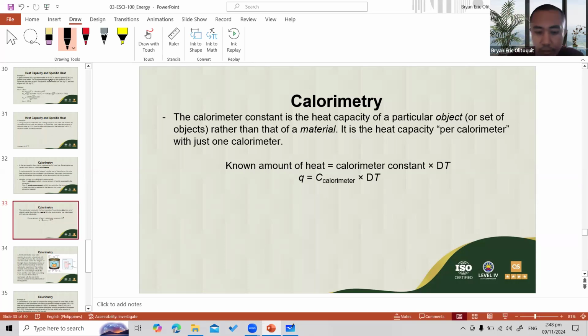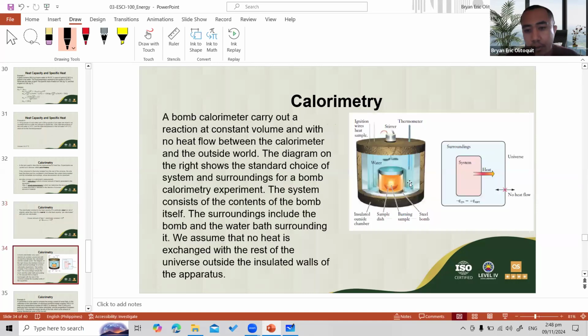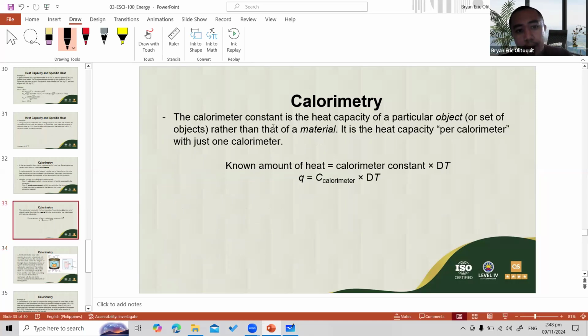So if you can observe, may picture ata tayo ng calorimeter dito. If you look at this calorimeter, ma-observe natin, we have different materials here. May tubig siya, may stirrer, may thermometer, and those materials absorb heat. Nag-absorb siya ng init. Kaya di mo siya pwedeng i-isolate lang na water, araw ka ng specific heat. Yung thermometer, yung material nito, yung glass, for example, have different specific heat. But in terms of the calorimeter constant, tinitingnan natin siya as a whole.